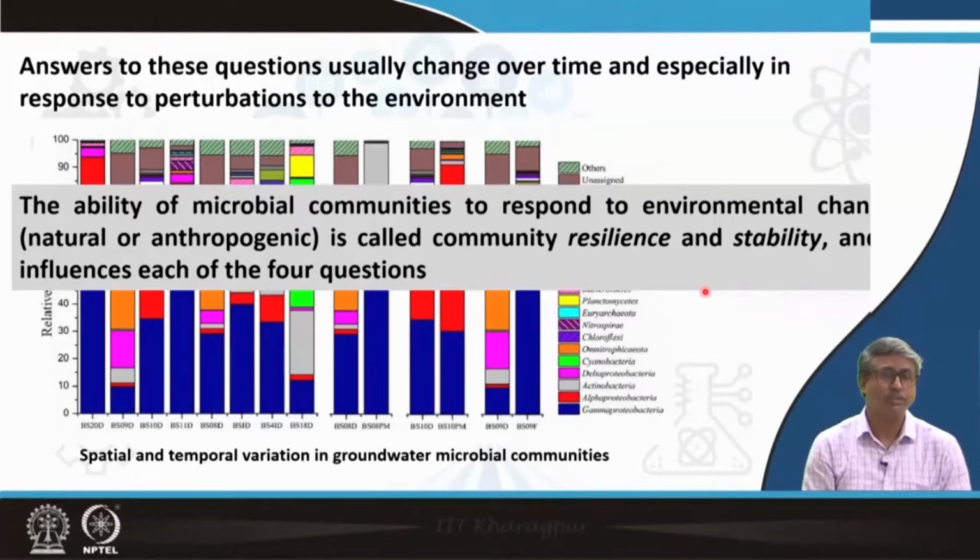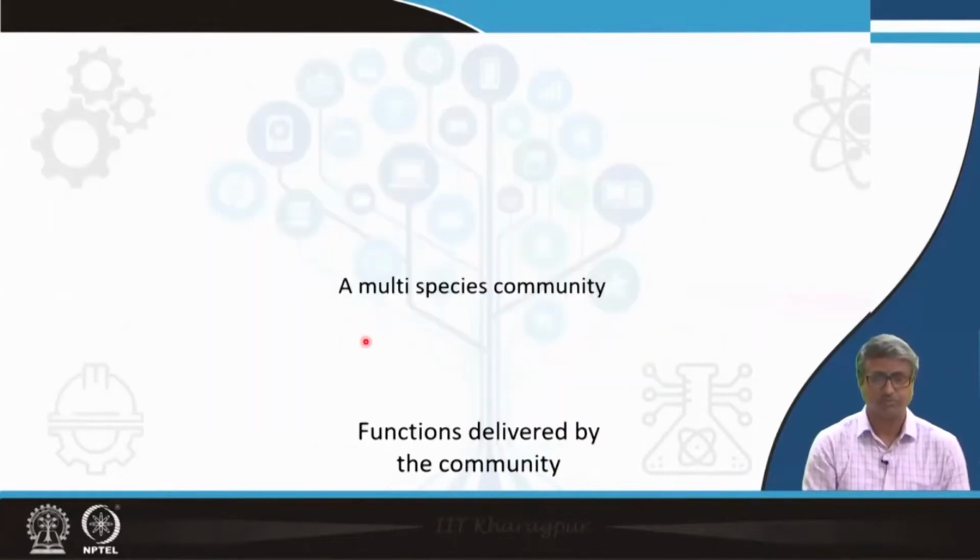However, if the community is not very stable, we will see it is going to change, as I have shown through this example. Resilience means its ability to respond. So, often it is going to be changing, and it influences each of the 4 questions. So, community resilience and community stability will affect the answer of each of these 4 questions.